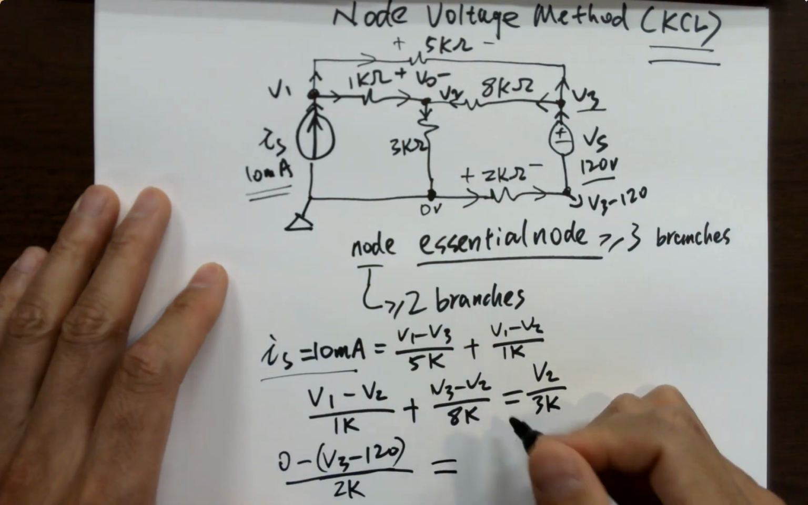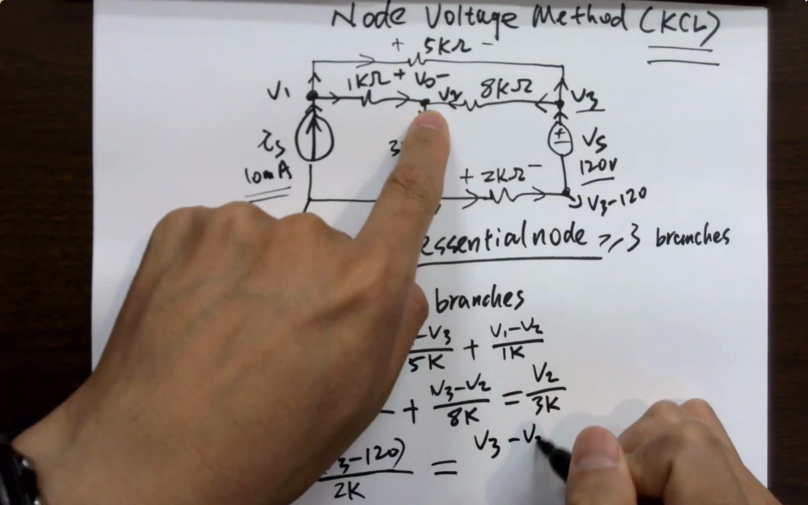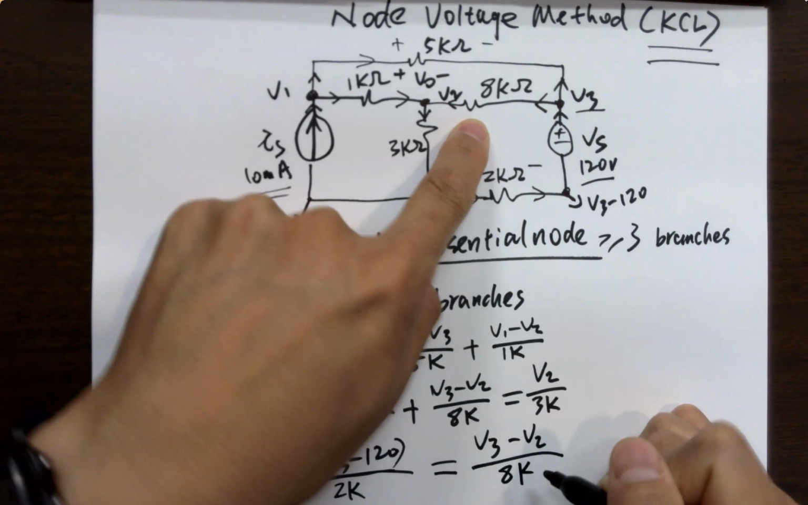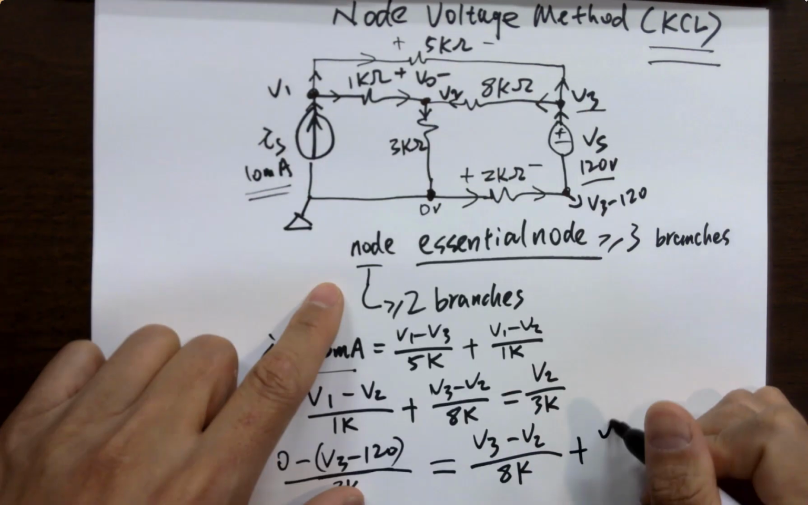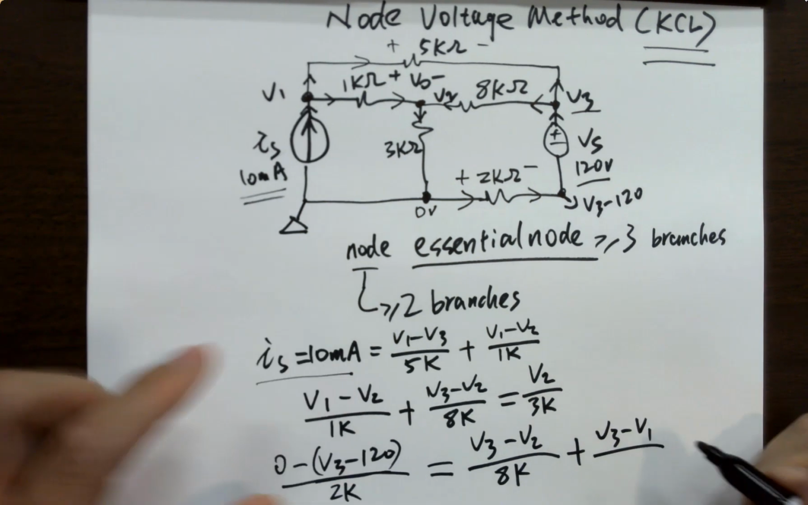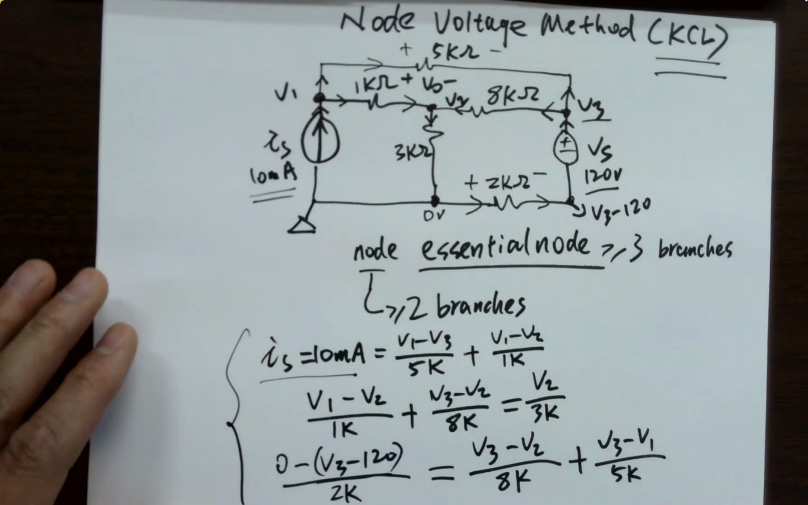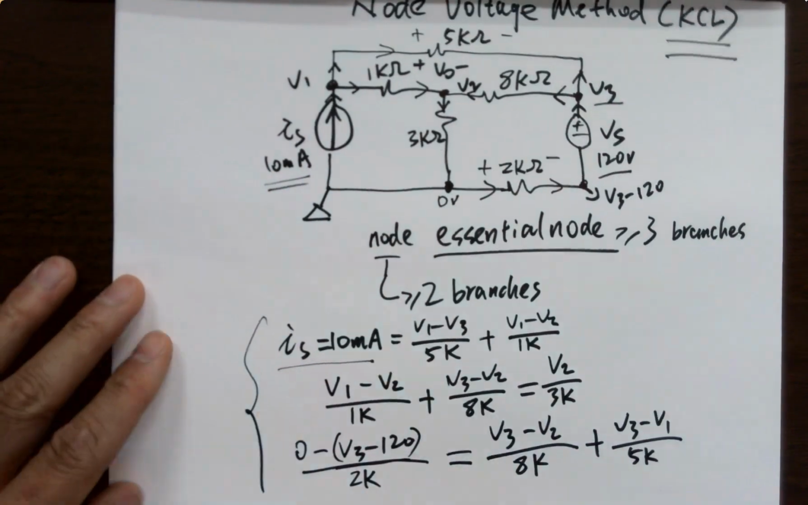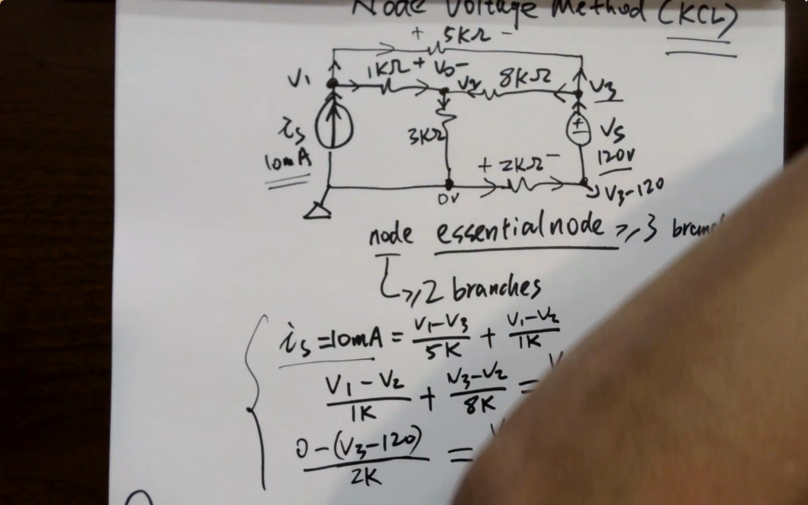So this equals V3 minus V2 over 8K. You get a current here, and you want to get a current here, which is V3 minus V1 over what? 5K. Okay, 3 variables, 3 equations. You should be able to solve it. Solve everything here, get the voltages, and let's see the questions.